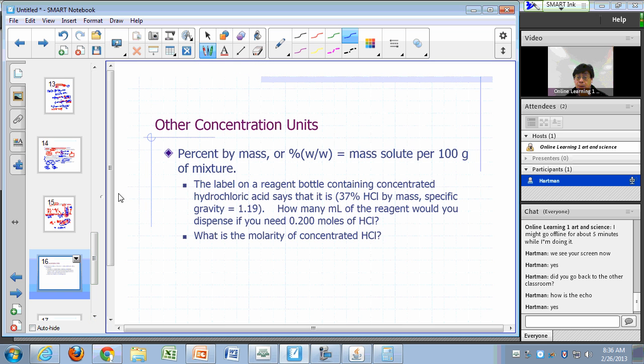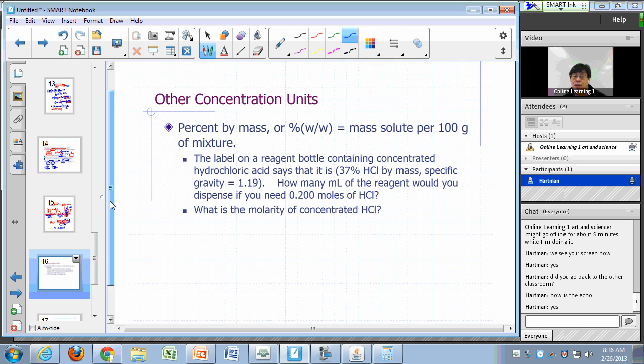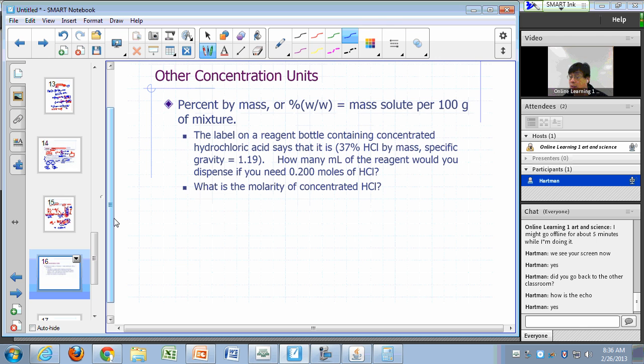Okay. Now, there are other concentration units that you might encounter in the lab. For example, you might encounter a bottle that tells you what the percentage is by mass, and sometimes it's labeled as percent W/W. That's weight by weight. So what that really means is percentage by mass. Whatever that number is, it will tell you how much solute you have in 100 grams of mixture.